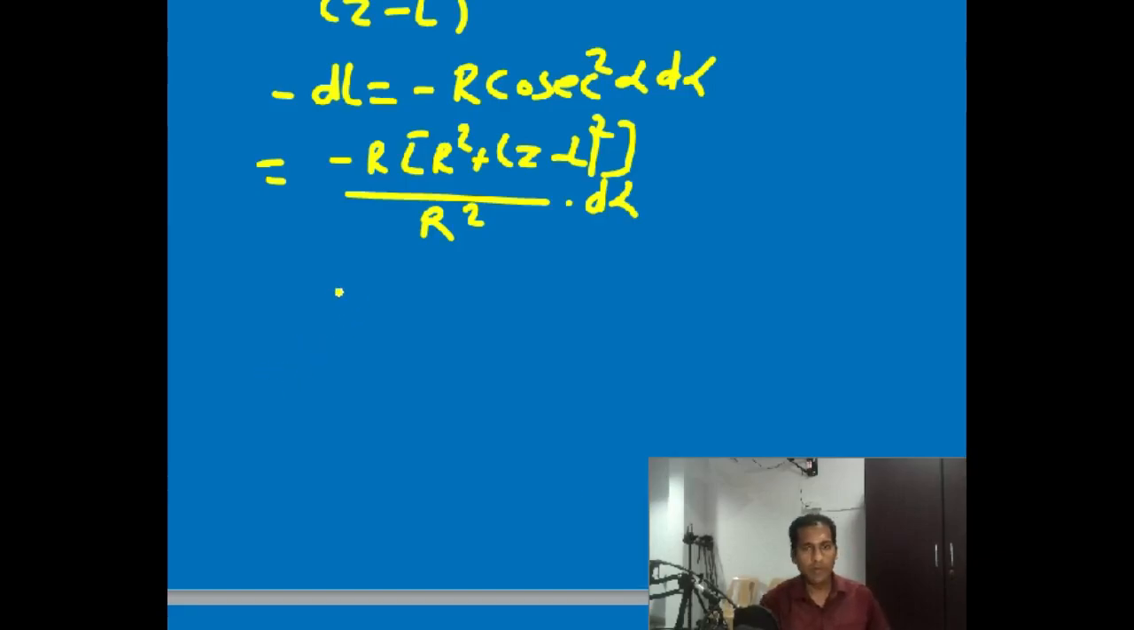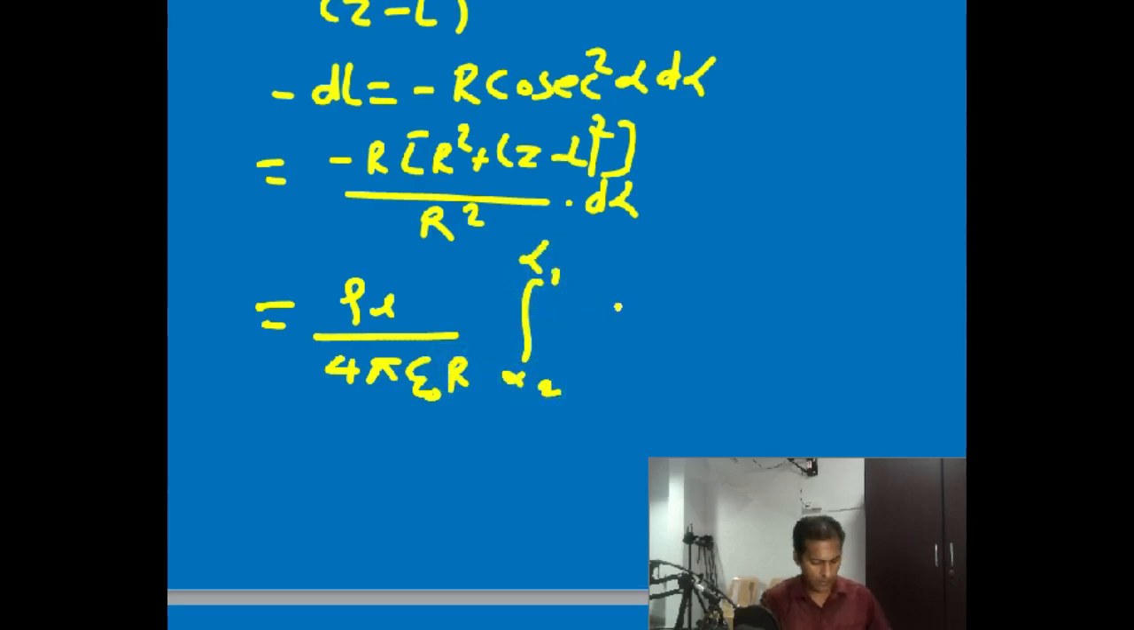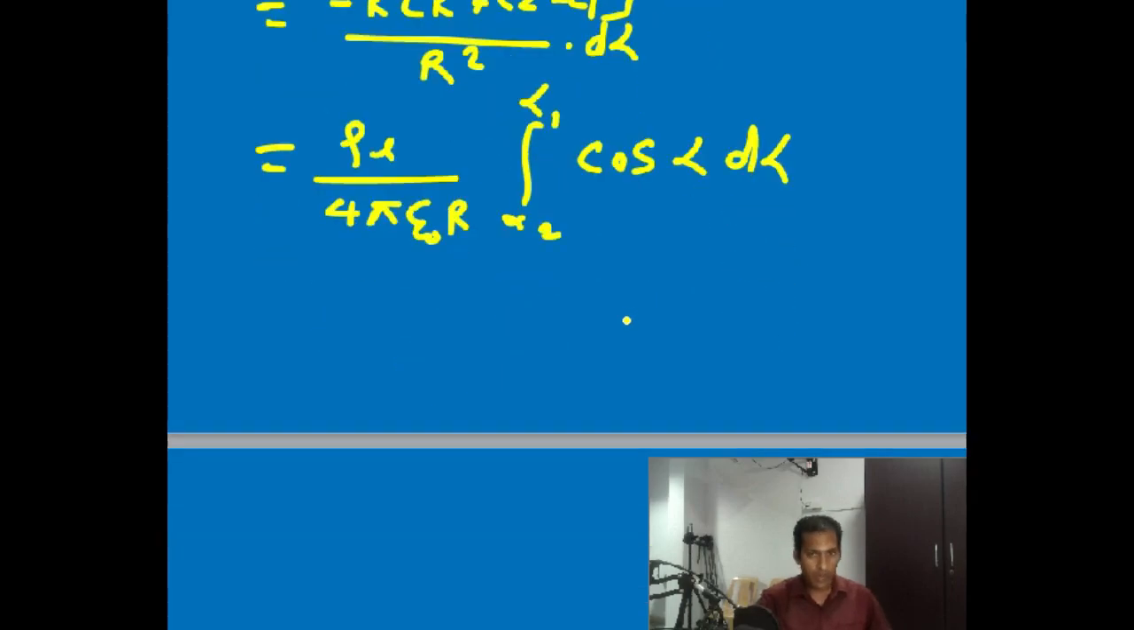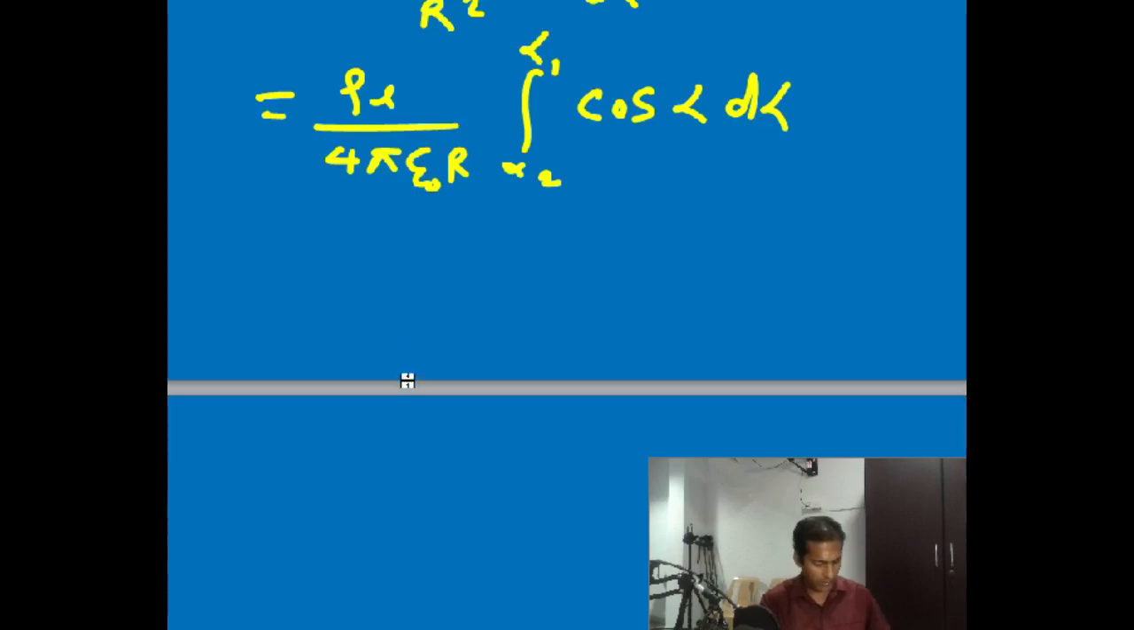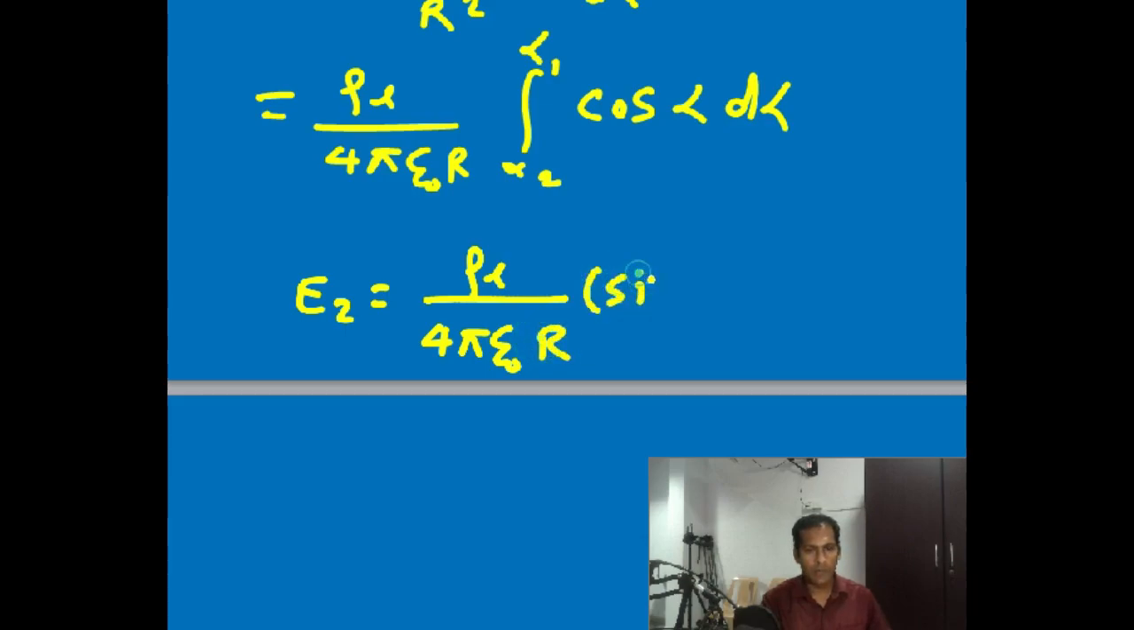So on simplification we will get rho L divided by 4 pi epsilon naught r, alpha 2 to alpha 1, and here we will get cos alpha d alpha. So if we integrate this cos alpha, this Ez will be equal to rho L divided by 4 pi epsilon naught r, sine alpha 1 minus sine alpha 2.